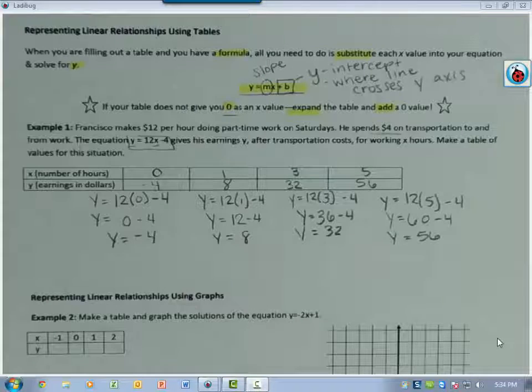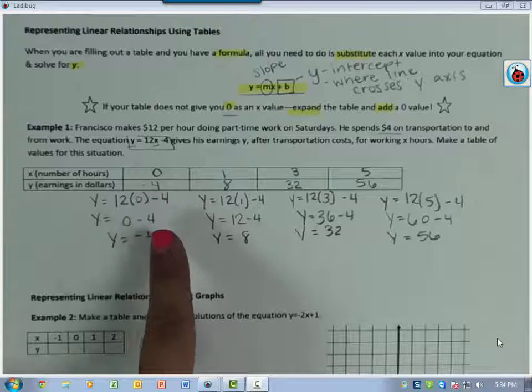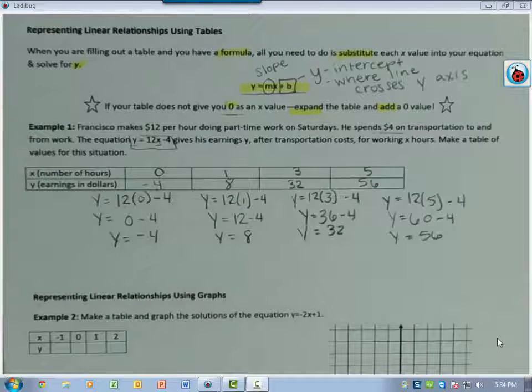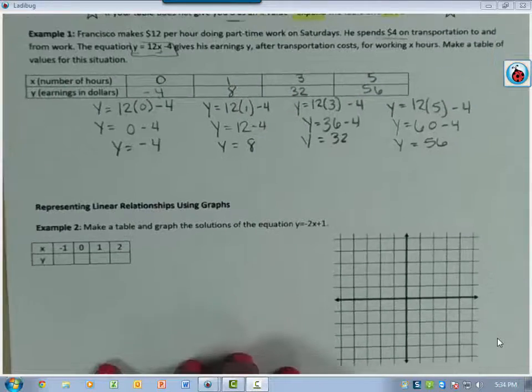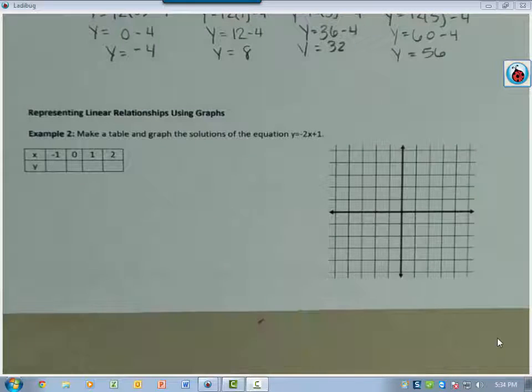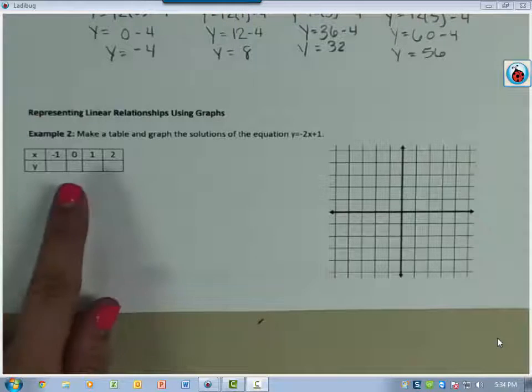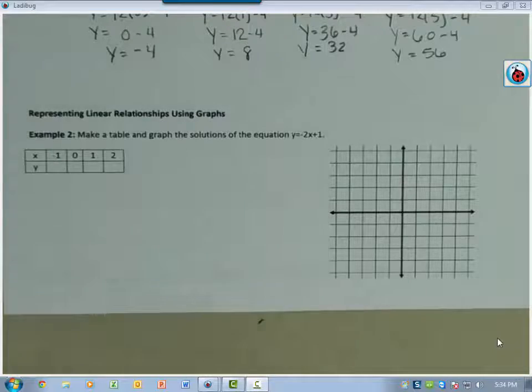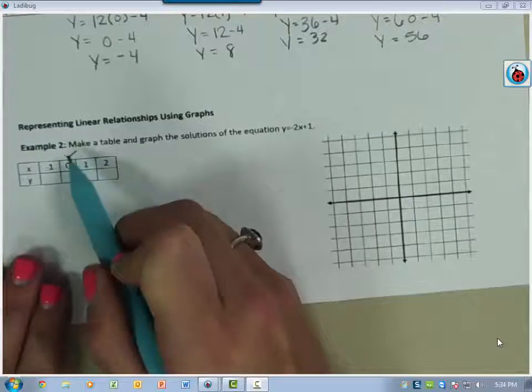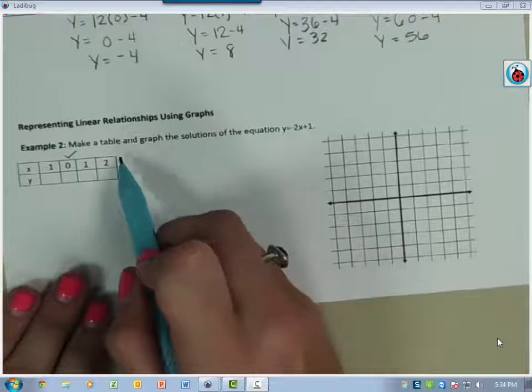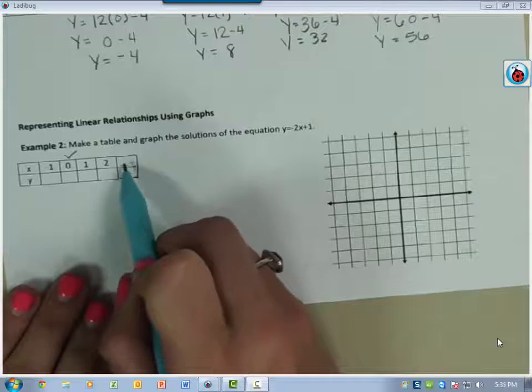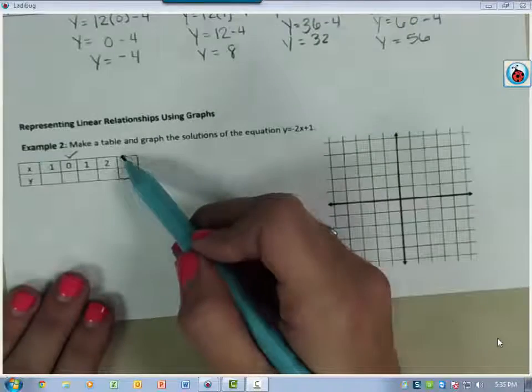Okay, and all I did was plug x, the number of hours, what I was picking, into the equation to figure out how many dollars he earned. Alright, pretty simple, huh? Well, let's go on to example number 2. It says, make a table and graph the solutions of the equation y is equal to negative 2x plus 1. Alright, well, we have a table that we need to fill out. It does give us our x values, so we're good there. We do not have to expand the table. All that means is if it didn't give us an x value, we'd add an extra box over here, and we make one 0. But we already have that, so we do not have to expand.